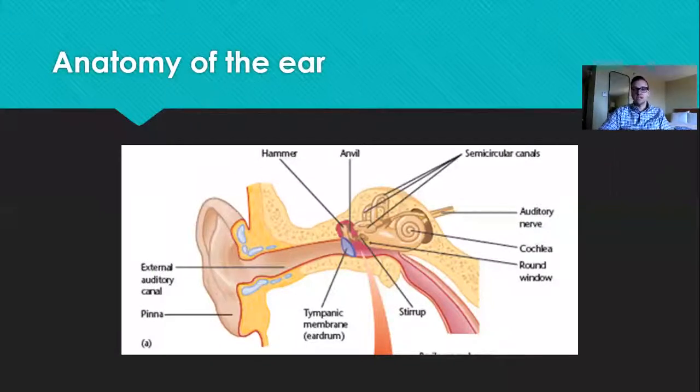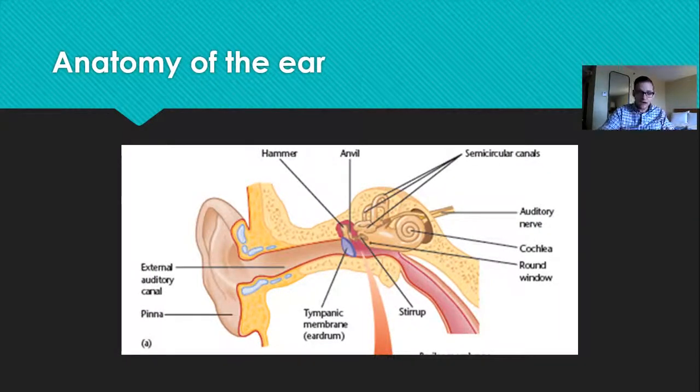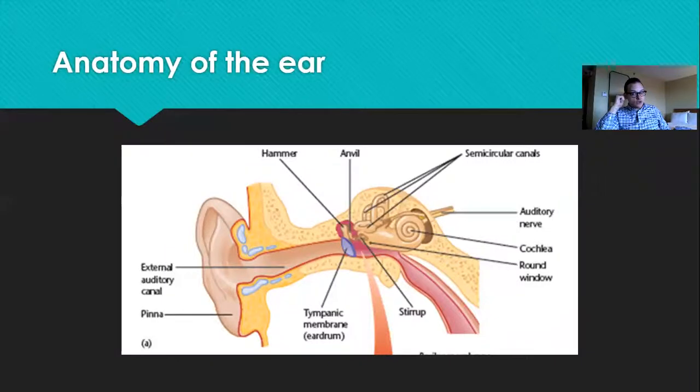All right, so here we see a diagram of the entire ear largely, but I'm going to focus here on the outer ear, and I'll highlight a few points. The outer ear is this fleshy outer part, the part that most of us think of when we think of the ear, and that's called your pinna.